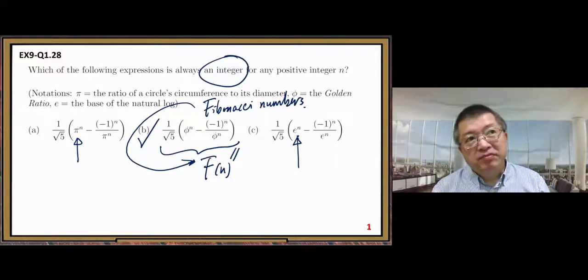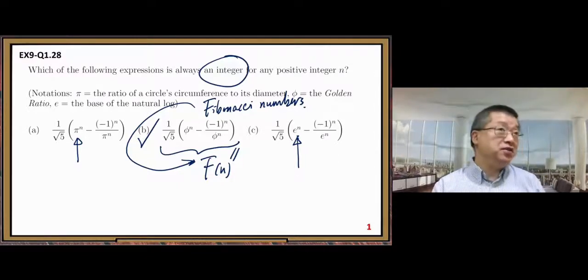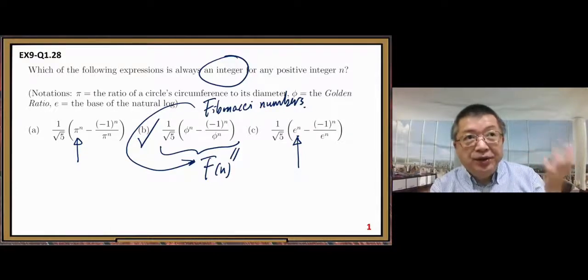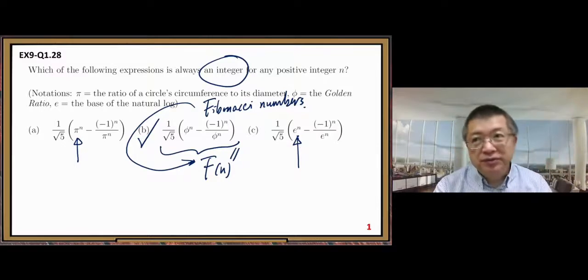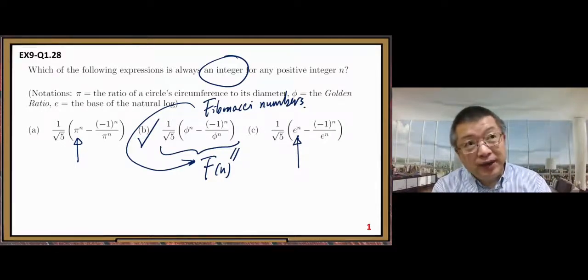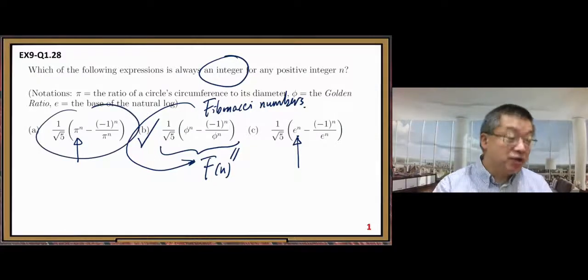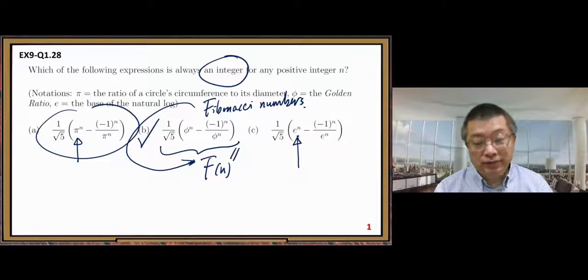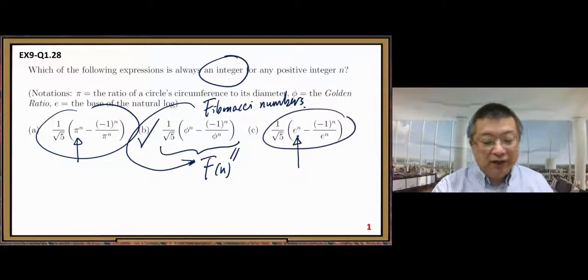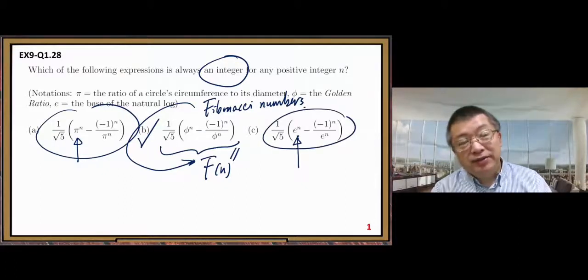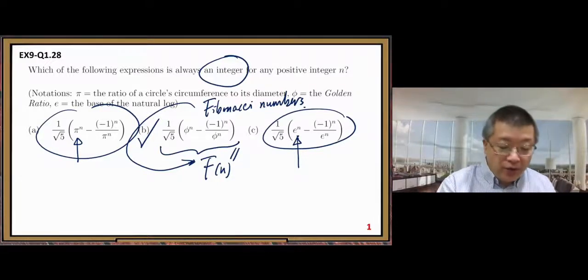it is unlikely to get an integer, because the Fibonacci number is closely related to the golden ratio, right? So this format is for the golden ratio. Now you replace the golden ratio by pi, but the format is not right. And by e, the format is not right.